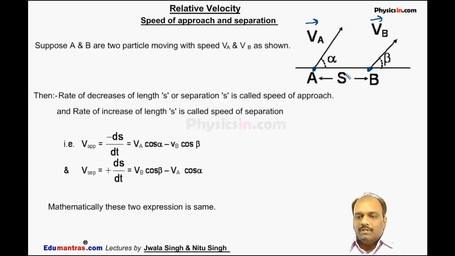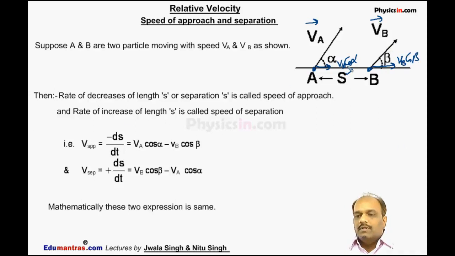The separation between these two particles A and B is S. If this separation is decreasing, then this is called velocity of approach, or simply speed of approach. If the separation between these two particles is increasing with time, then this is called velocity of separation. Velocity of separation and velocity of approach are mathematically the same expression. The velocity of particle A along this line is Va cos alpha, and the velocity of particle B along this line is Vb cos beta.